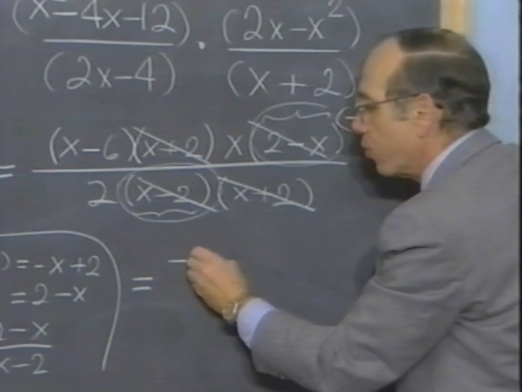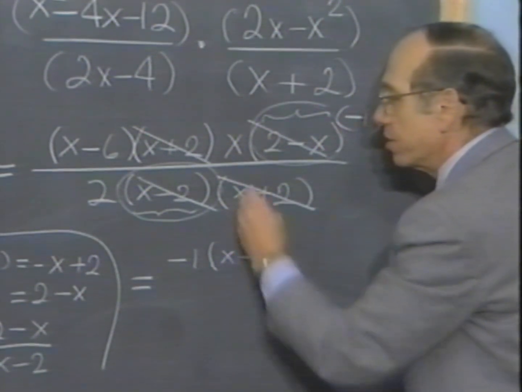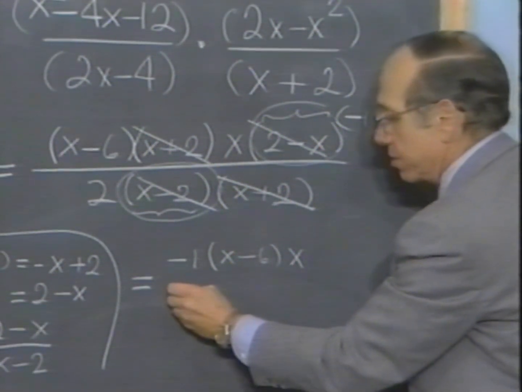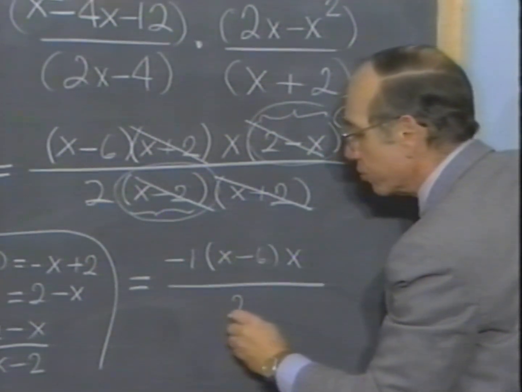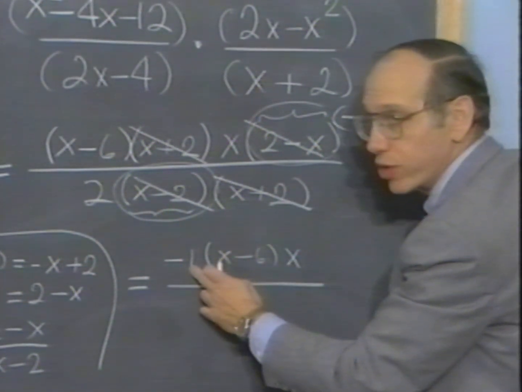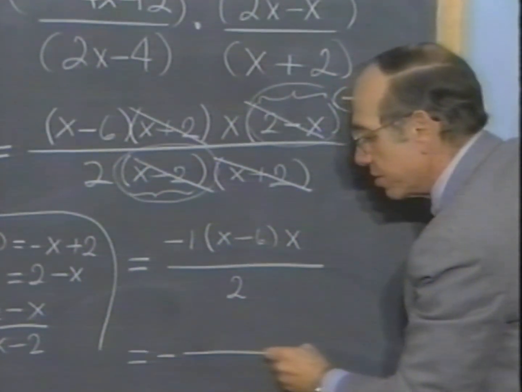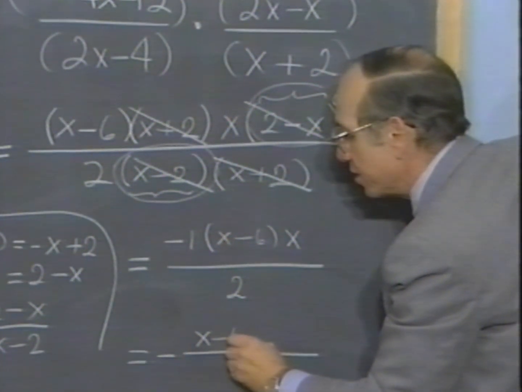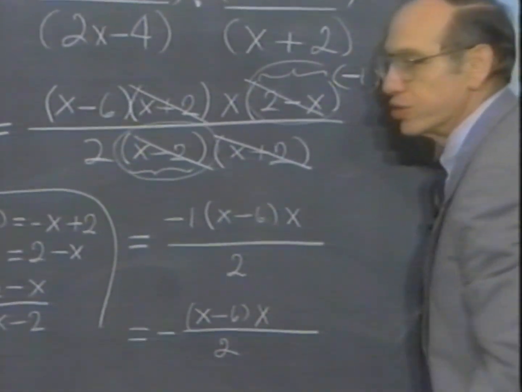We have minus 1 times x minus 6 times x in the numerator. And in the denominator, we have left only a 2. And of course, most people wouldn't want to write that minus 1, so we'll simply write this as minus the fraction x minus 6 times x over 2.